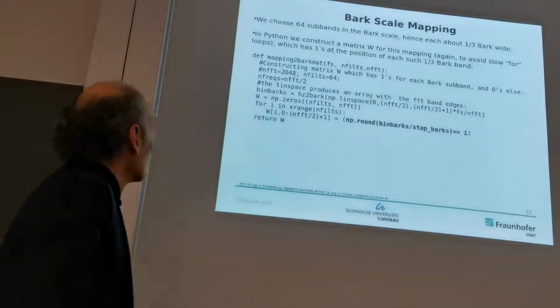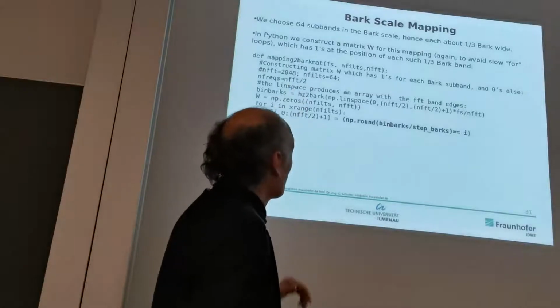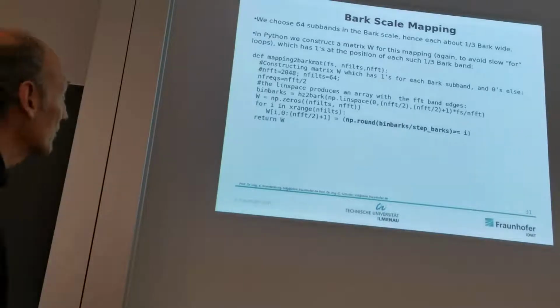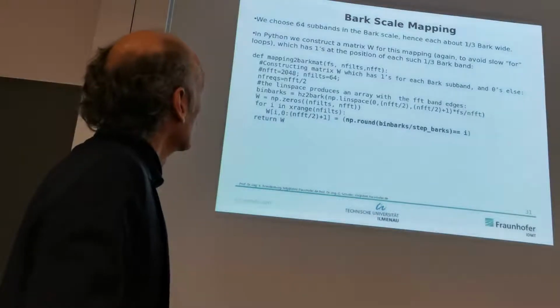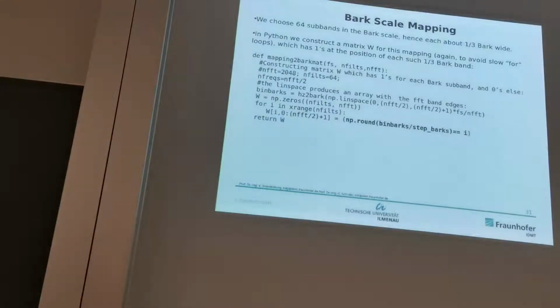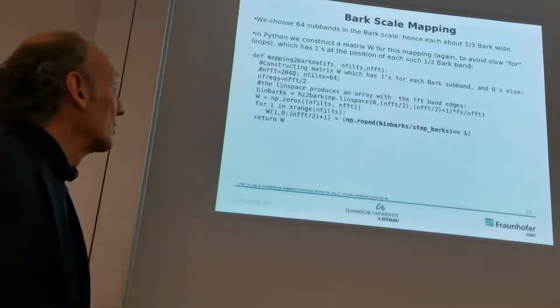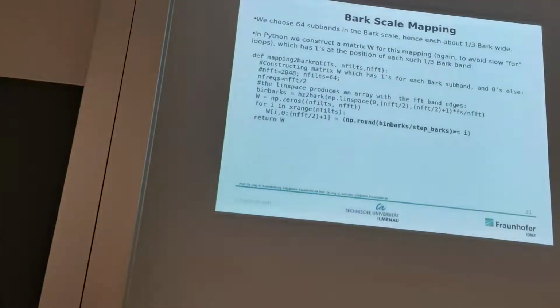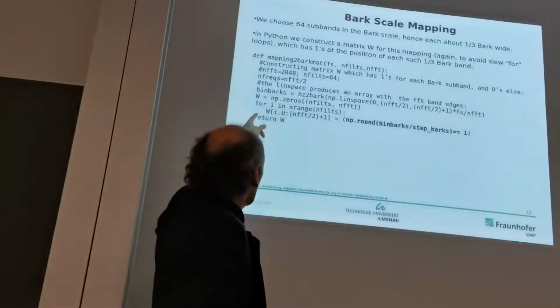So here you can see we have 64 subbands in the Bark scale. So basically, we take more bands than the Bark scale itself, something like a third Bark that we use here for our subdivision. And we construct a matrix W here, which is doing this mapping. And this matrix W has entries of ones at the positions where the subband fits to this Bark band. Right. So this is done here in this for loop.